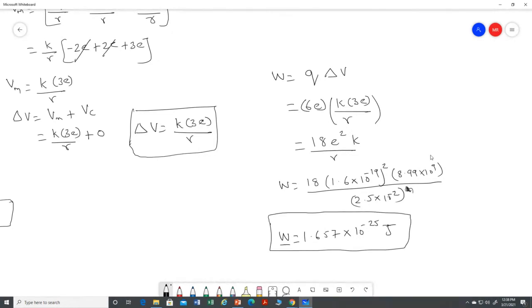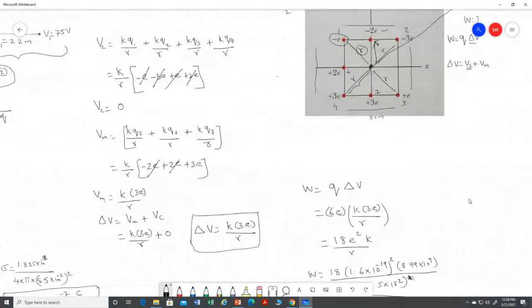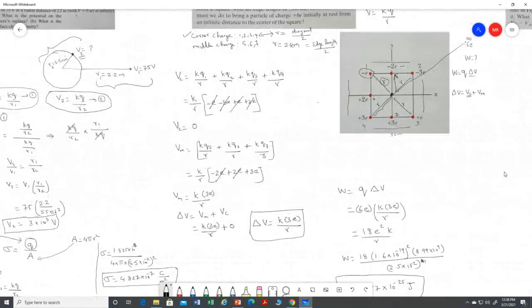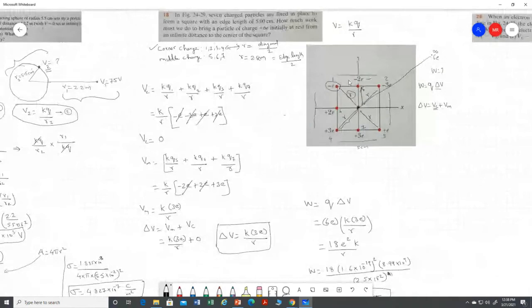So, my dear, this is one of the important questions in chapter number 24. So, please, if this type of charges is given, first you have to separate the corner, second you have to separate the middle, and then add both. Add what answer you got, just add both, then your answer will be easy. Clear?